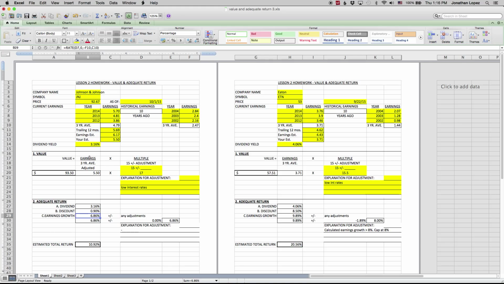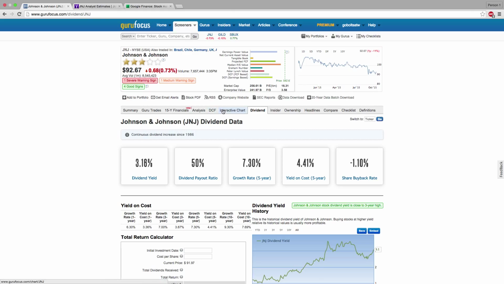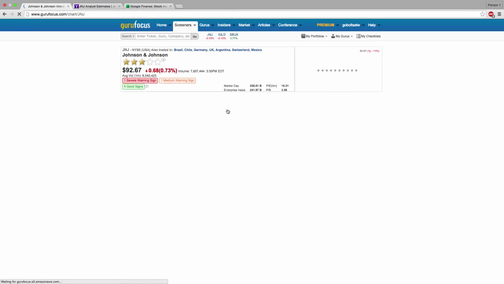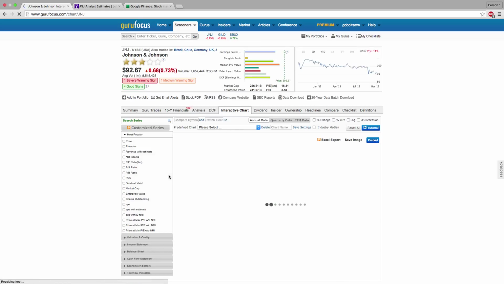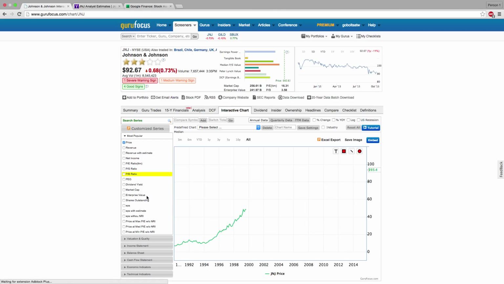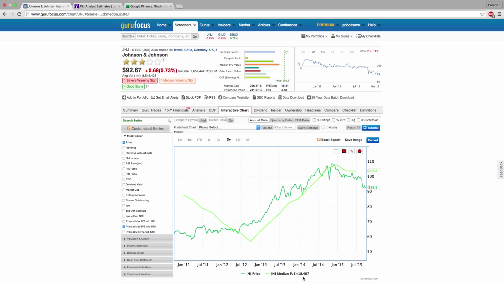So the one thing we could check on GuruFocus is if Johnson & Johnson tends to trade very low. Two ways we could do that. One way is on this interactive chart. If we click on this price at median PE, say over the last 5 years, median PE has been 18, so I think we're pretty good using a 17 or 18.